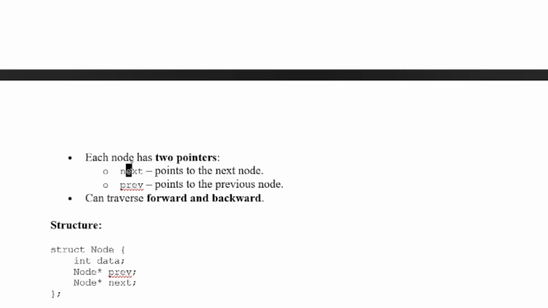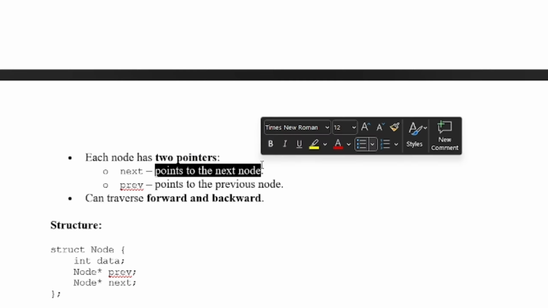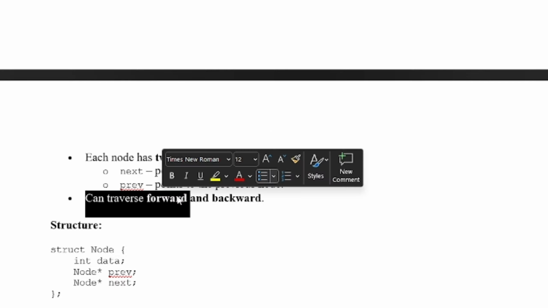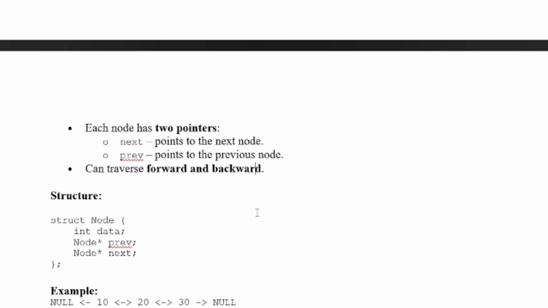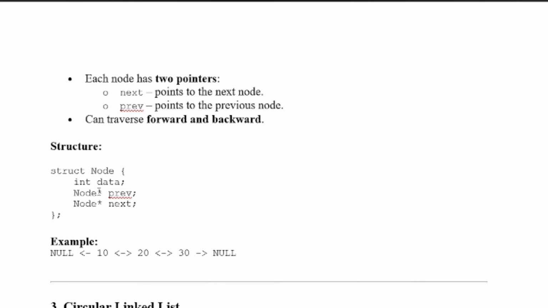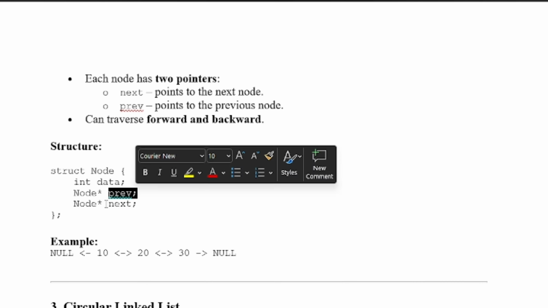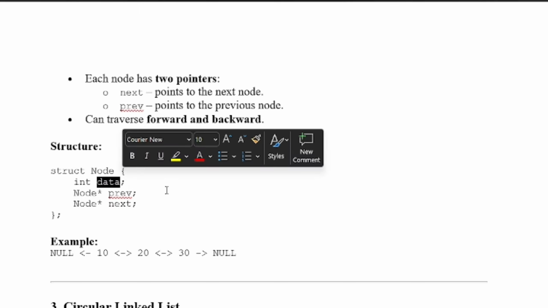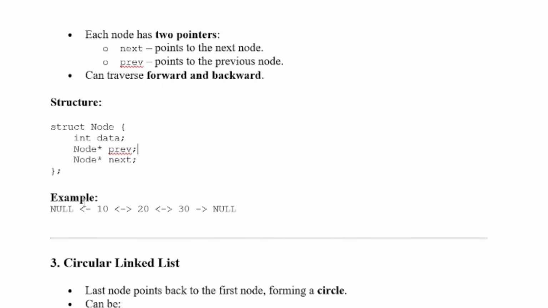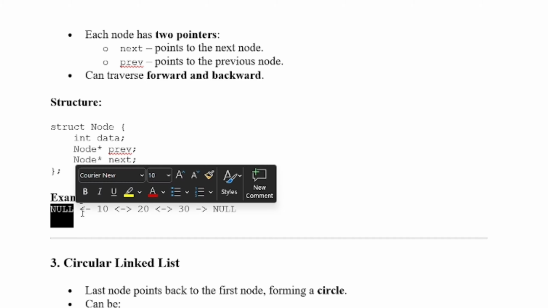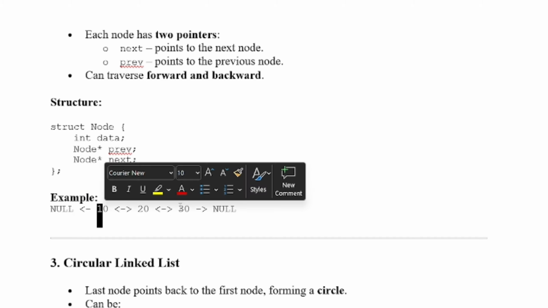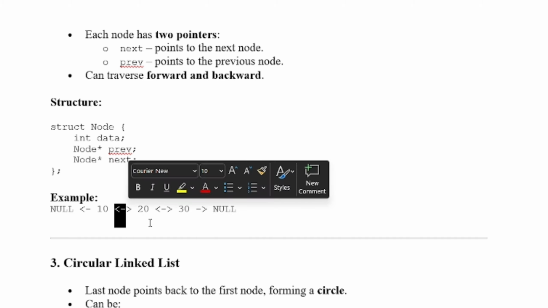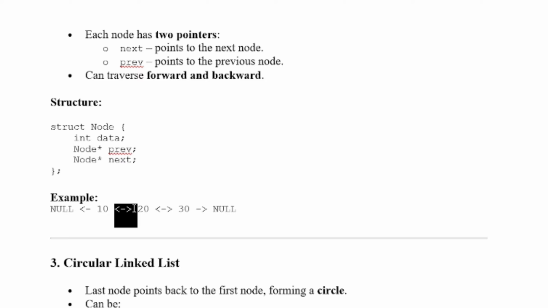What is next? Next points to the next node, and previous points to the previous node. We can traverse forward and backward in a doubly linked list. Here you can see the structure of a doubly linked list. We have two pointers: the first is previous and the second is next, and the data stores the value. The first node's previous points to null, and the last node's next points to null, and we can travel backward and forward in the doubly linked list.